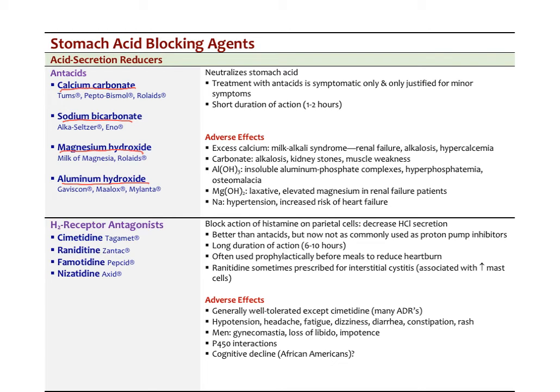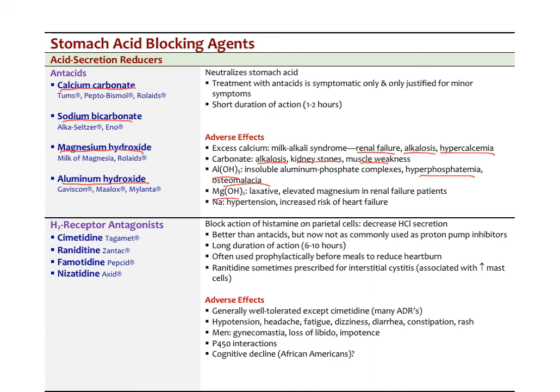Adverse effects with the excess calcium is something called milk alkali syndrome. That can actually lead to renal failure and alkalosis in the blood and hypercalcemia in the body. Too much calcium in the blood. The carbonate can create, again, alkalosis, predisposed to kidney stones and muscle weakness. The aluminum in the aluminum hydroxide can create insoluble aluminum phosphate complexes, hyperphosphatemia, excess phosphate in the blood, and cause weakening of the bone, osteomalacia.